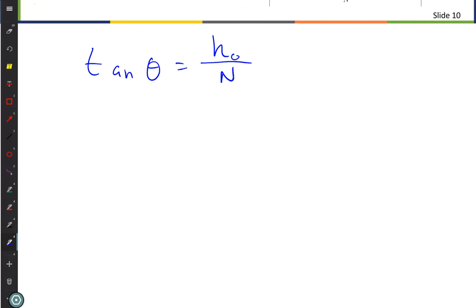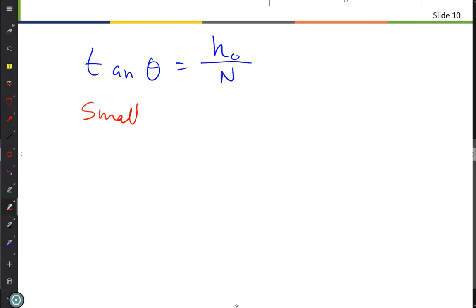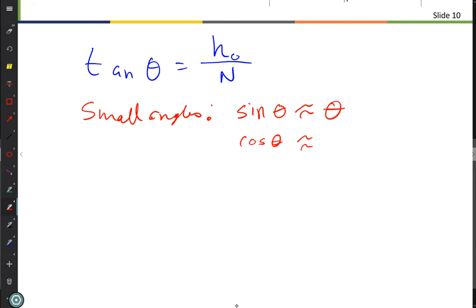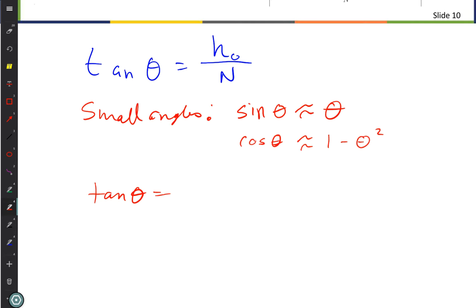For small angles, we had that sine of theta is approximately equal to theta. We used that last semester, didn't we? When we talked about pendula. So sine theta is approximately equal to theta for a small angle. And cosine of theta is approximately equal to 1 minus theta squared. So if we take that and we make tangent theta, what is tangent theta equal to in terms of sine and cosine? Sine over cosine.